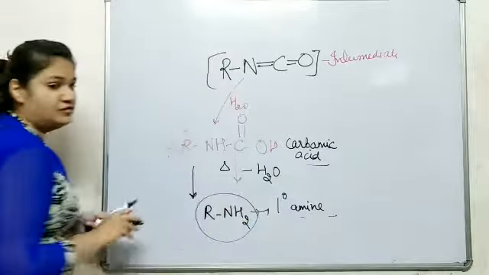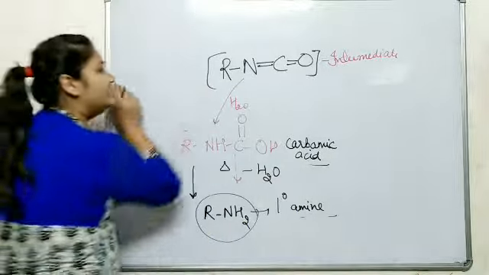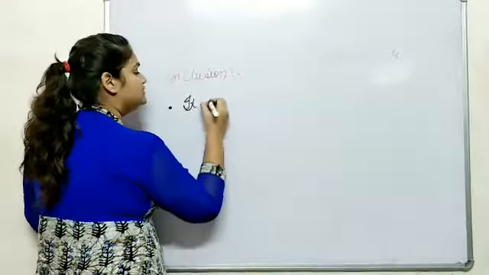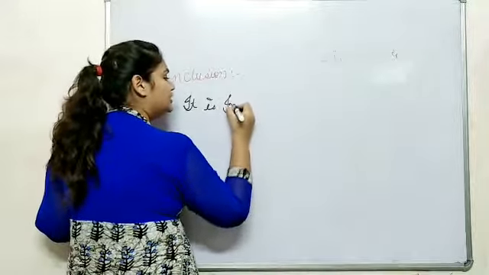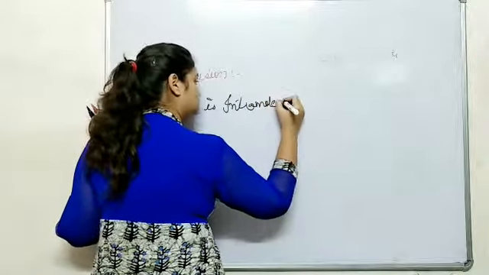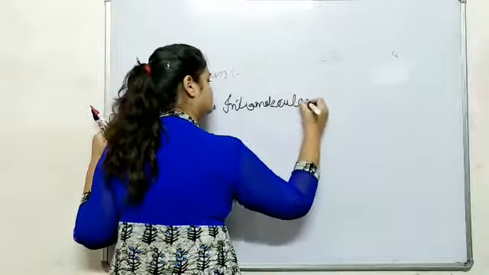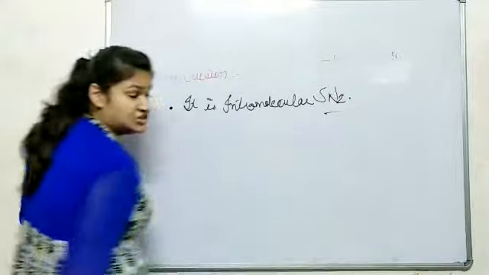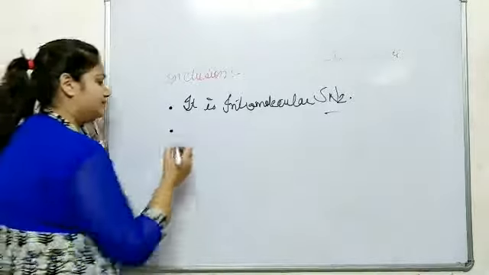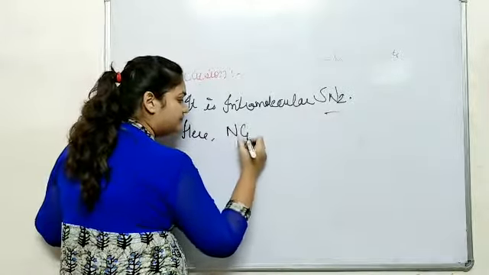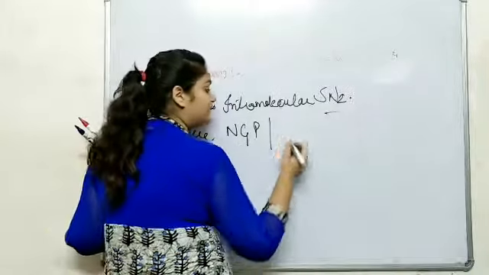So what we conclude from the Hofmann rearrangement is that it is an intramolecular SN2 mechanism reaction, and here NGP or anchimeric assistance is involved.